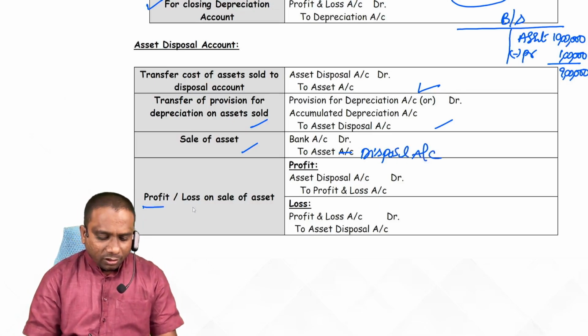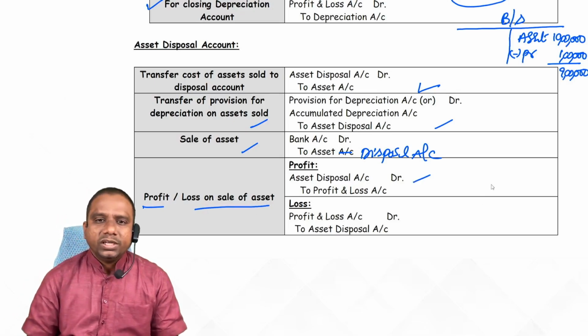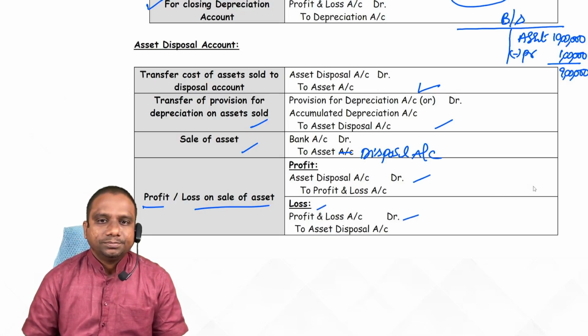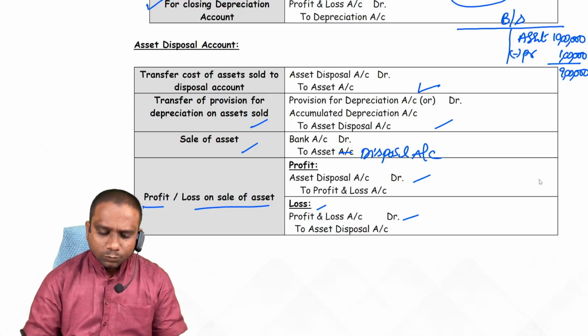After that, profit or loss on sale of asset. If it is profit, simple: asset disposal account debit to P&L account. If it is loss, profit and loss account debit to asset disposal account. That's it. Is it clear, students? Now look at one small example.